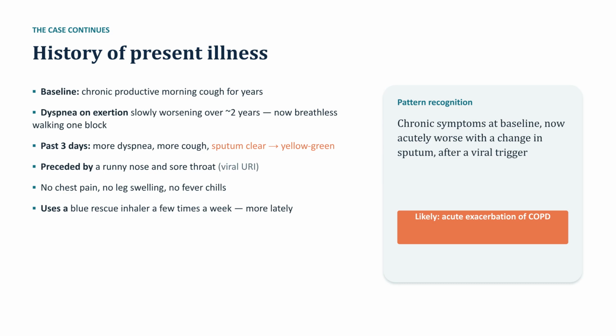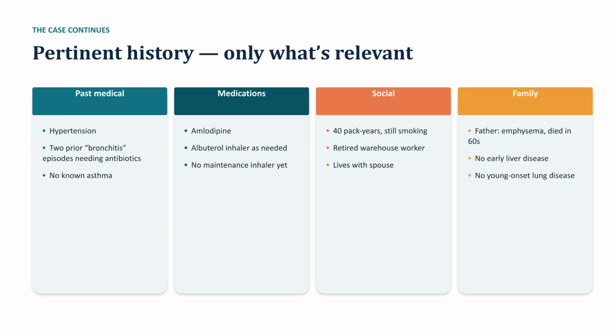Reviewing Mr. H's history, we see a clear pattern: a chronic baseline cough now exacerbated by a recent viral trigger. This presentation of acute dyspnea and color-changing sputum is highly characteristic of an acute exacerbation of COPD. His history provides essential clues.